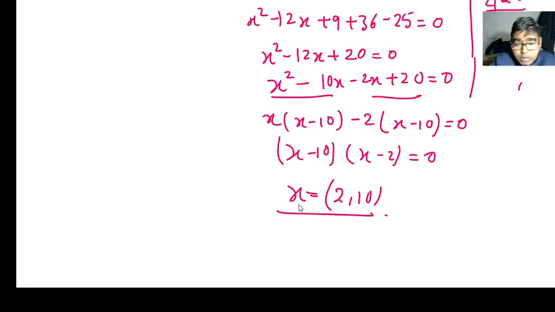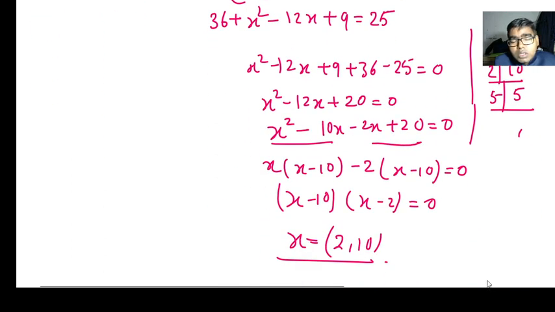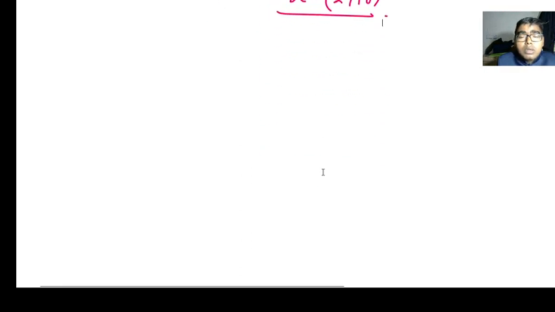So friends, this is the case, and since the point is situated on the x-axis, y is always 0. So this is the answer: two values, 2 and 10. Let us take another example.